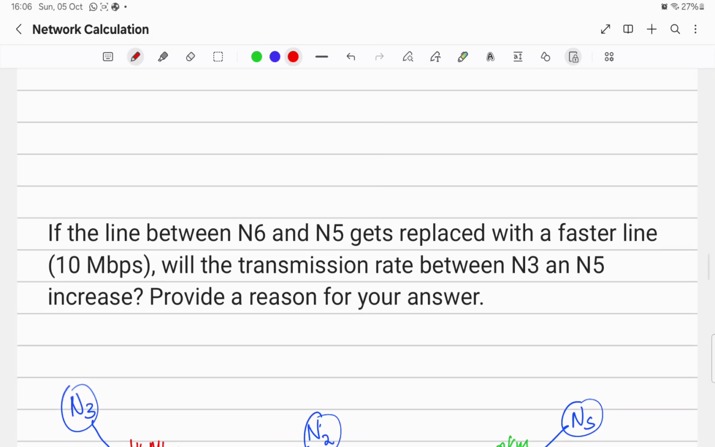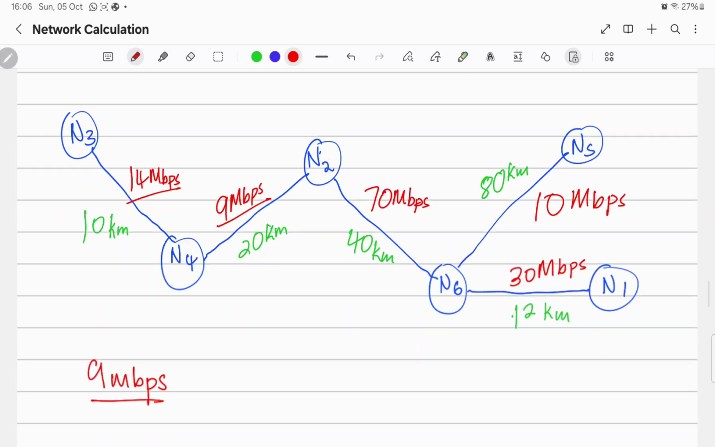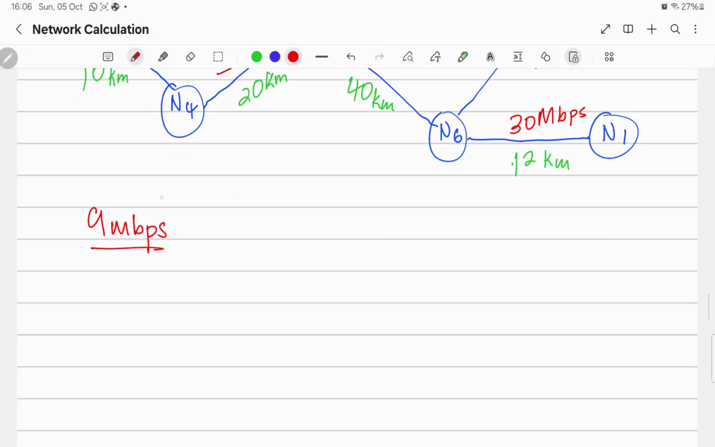Now we need to answer this question. It says, if the line between N6 and N5 gets replaced with a faster line, will the transmission rate between N3 and N5 increase? Provide a reason for your answer. It does increase because now we have moved from 7 megabits per second to 9.